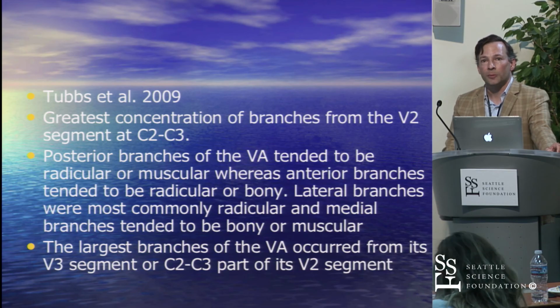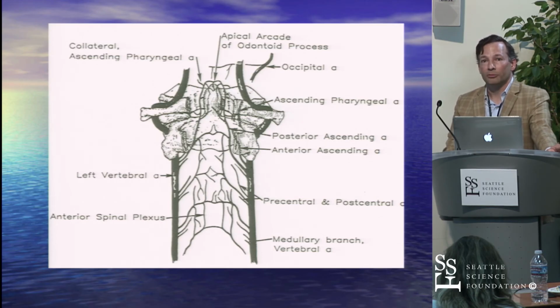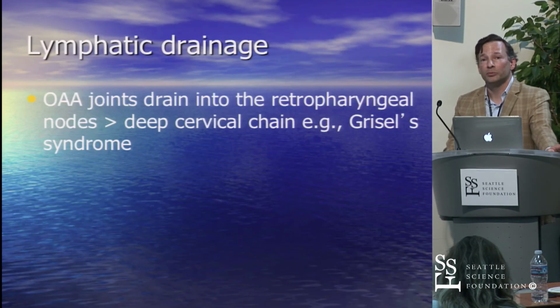A study we performed showed the greatest concentration of branches of the V2 segment in this region go out to your C2 and C3 parts of the spinal cord. The largest branches of the vertebral artery occur from this segment in general. For the bone, remember that this vertebral artery venous plexus coupled with these ascending pharyngeal branches supply a nice odontoid arcade that surrounds and bathes the bone of the craniocervical junction.